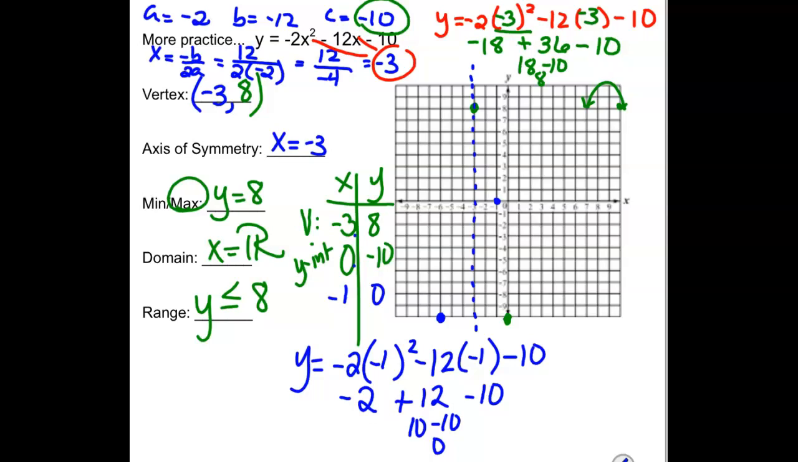Let's go ahead and mirror that over. Negative 1, 0 is 2 spaces from our line of symmetry, so we'll go 2 spaces on that side. And then we can connect our dots for our nice smooth parabola. All right, go ahead and work on your worksheet to practice this skill.